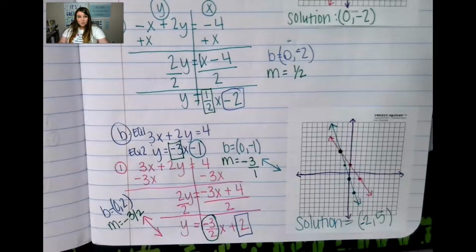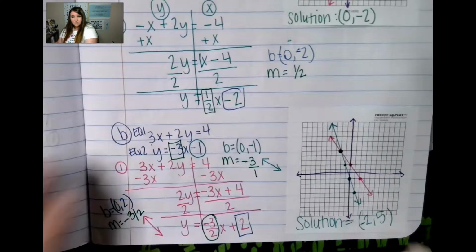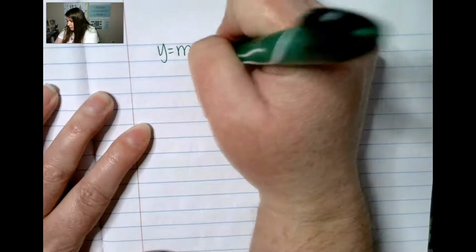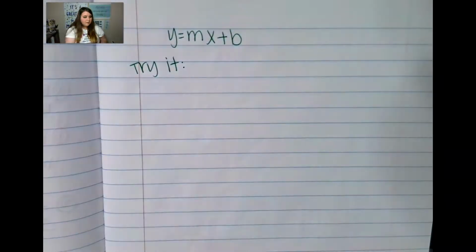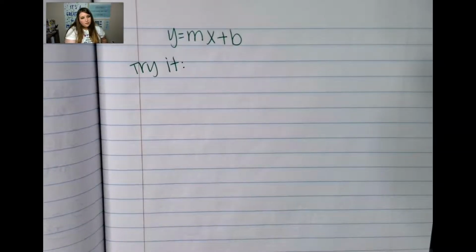All right, it is your turn now to do a try it. Remember that you want those problems to always say y equals mx plus b. That's what we want. So let's look at your try it today. Example 2. There we go. All right, example 2.